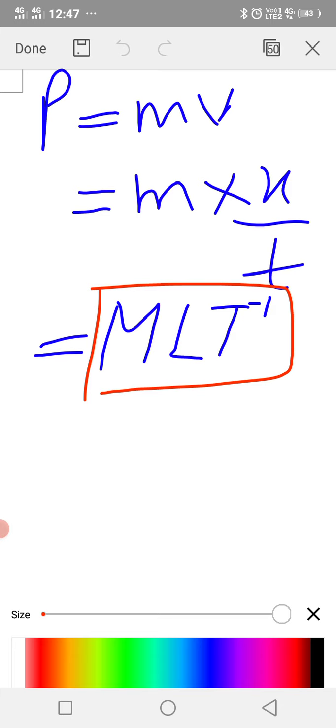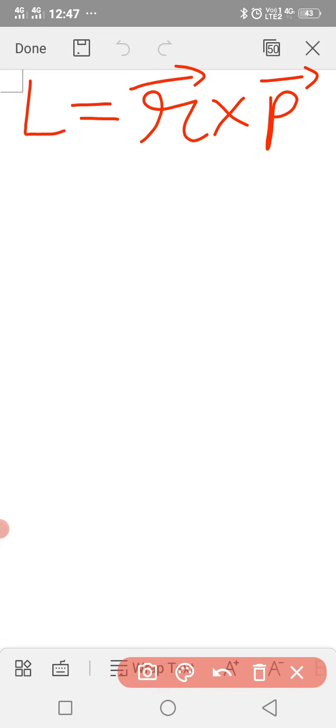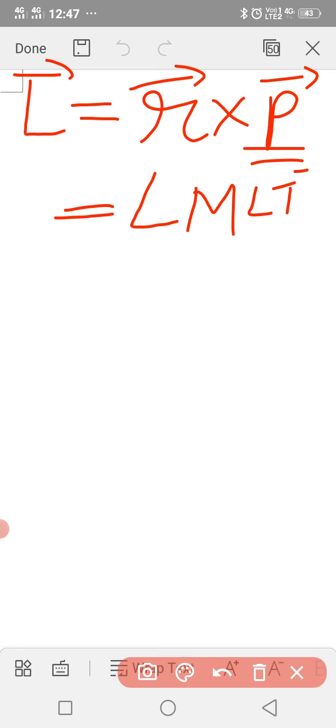Next is the dimensional formula of angular momentum. Dear all, when we are writing the dimensional formula for angular momentum, you should know that angular momentum is denoted by the capital letter L and its formula is R cross P. R cross P, all three are vectors. So R is a distance, so we can write it L, and the dimensional formula of P we have just calculated, it is MLT minus 1.